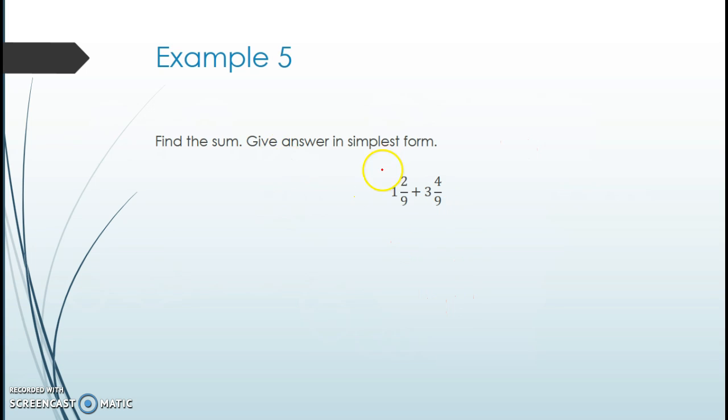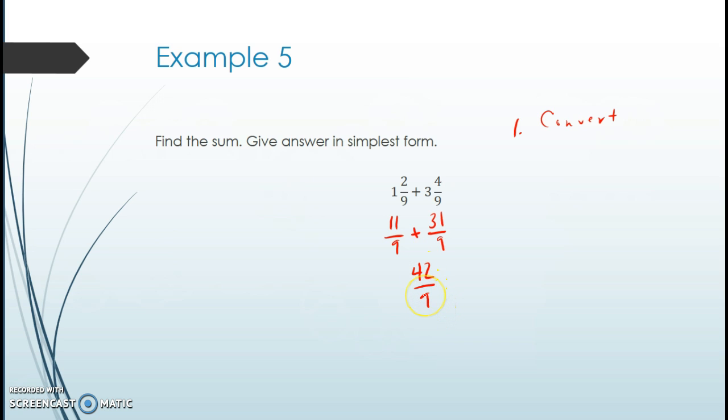Alright, example 5 here, we got mixed numbers. The easiest way, where you don't have to think about needing to change your answer in the end, is that I convert them to improper. That's the first step I do. So I'm going to take 9 times 1, which is 9, and 9 plus 2 is 11. So we have 11 ninths, plus 3 times 9 is 27, plus 4 is 31, so 31 over 9. And then we're going to add the 11 and the 31, so we end up with 42 over 9.